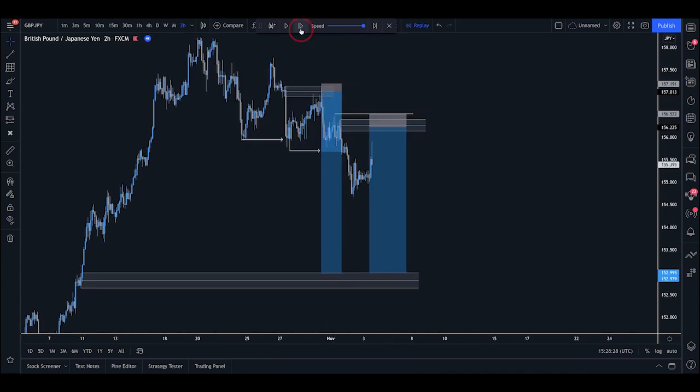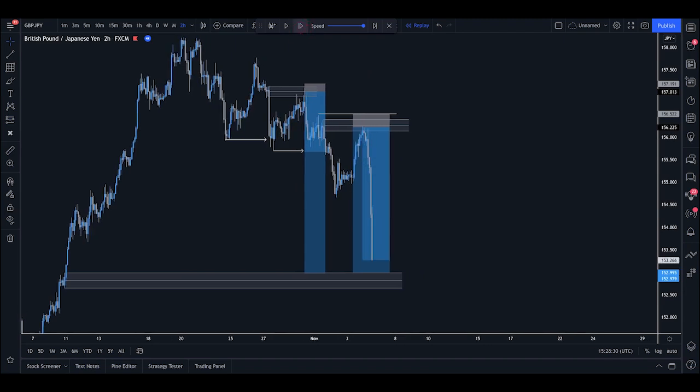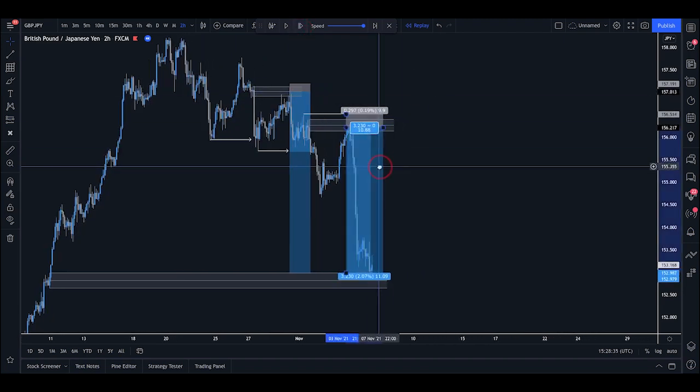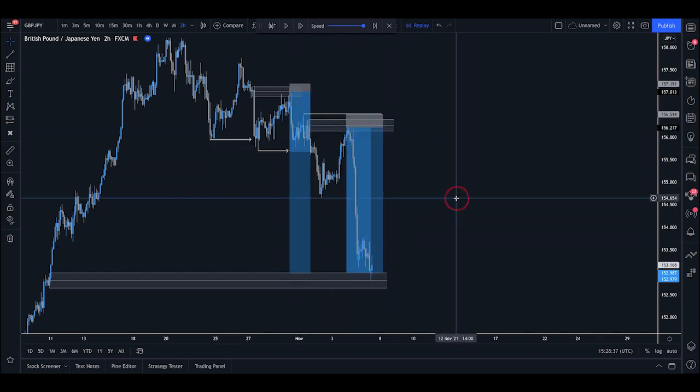So leaving GBP JPY then to get triggered in, we see we get a little tap in there, and then a big sell-off to the downside. And what we can then do is take the profits on this movement and also the profits on this movement.